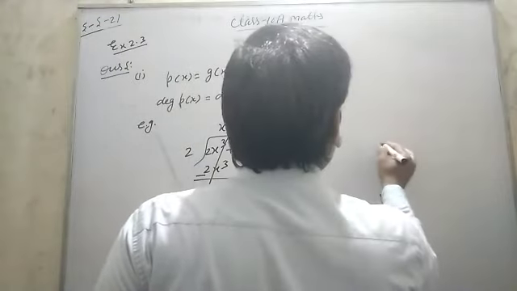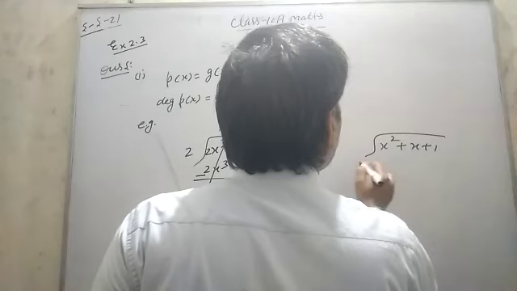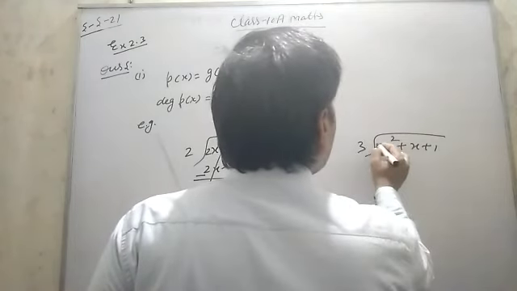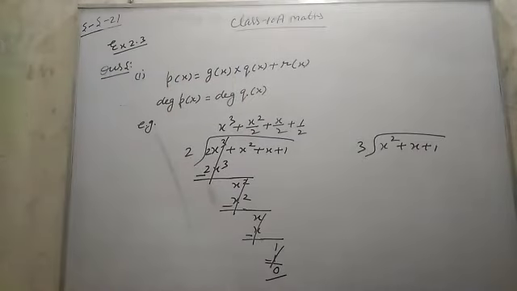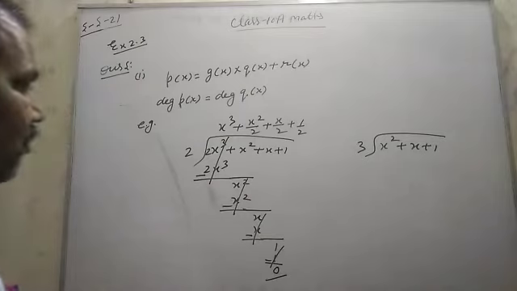Another example like x square plus x plus 1, divide by 3. That also, so many examples can be. Clear? And also you have to satisfy this division algorithm.